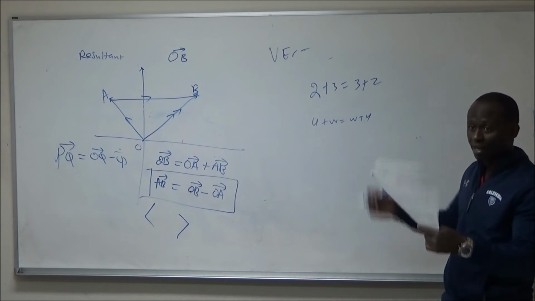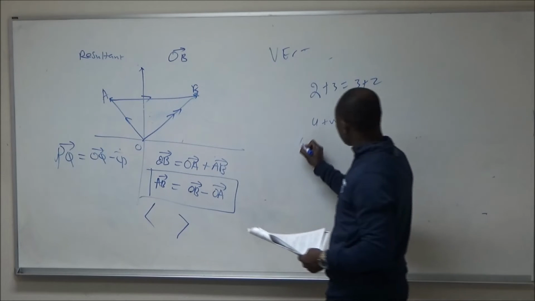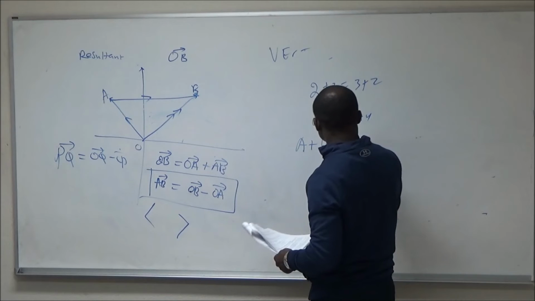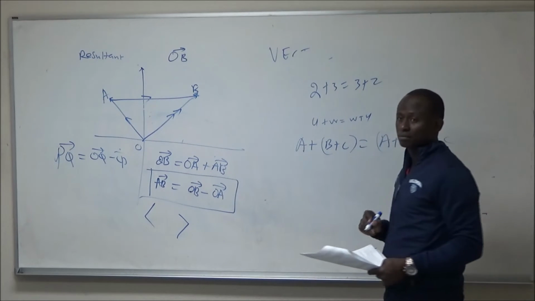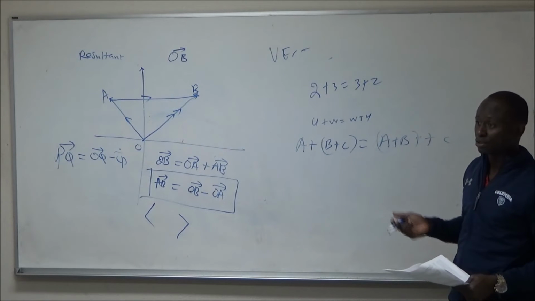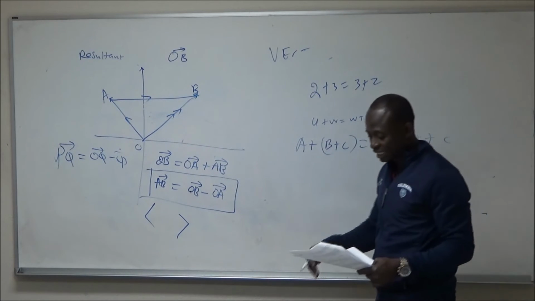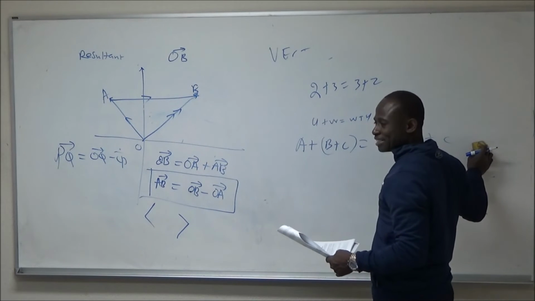That's the one where you have the brackets and stuff. So vector addition is associative. We have a plus b plus c is the same as a plus b plus c. So vector addition is what? Associative. It is commutative, it is associative. We're going to see that in a minute. How about vector multiplication?